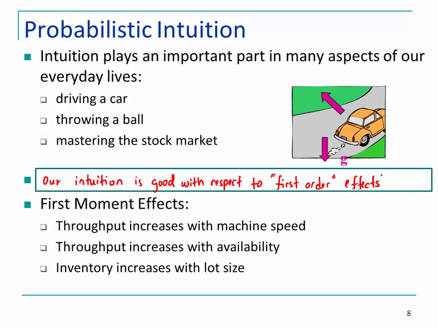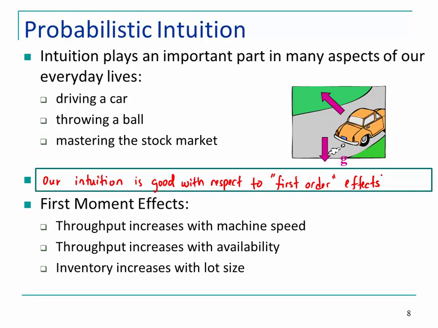So what I'm trying to say here is that our intuition most likely is guided by this first moment, the average. We see a situation and we know how often this is happening in terms of the average. So our intuition is guided by that specific value. So first moment effects: throughput increases with machine speed. So if you are producing faster, you will end up having more units. Throughput increases with availability, so more capacity, you can end up having more units processed.